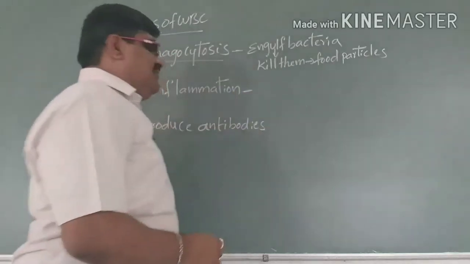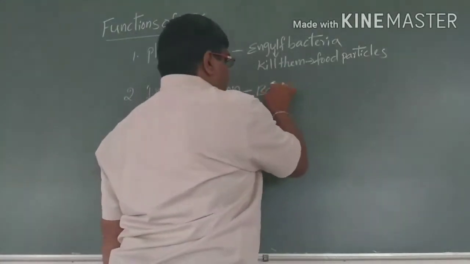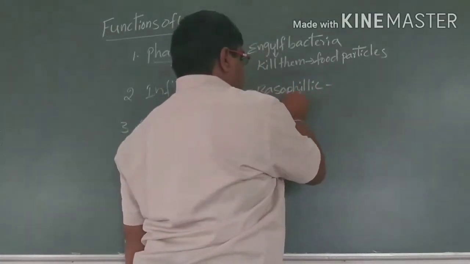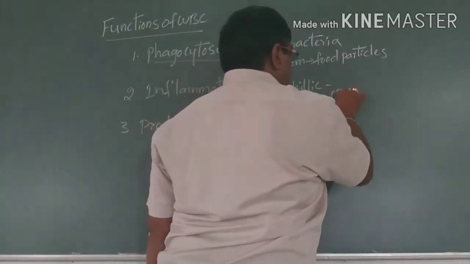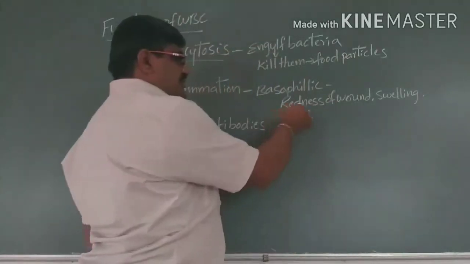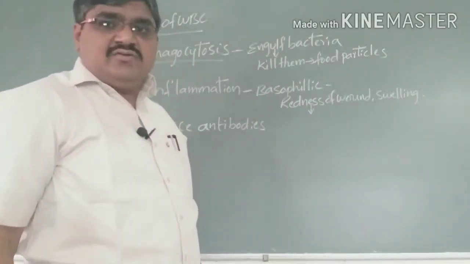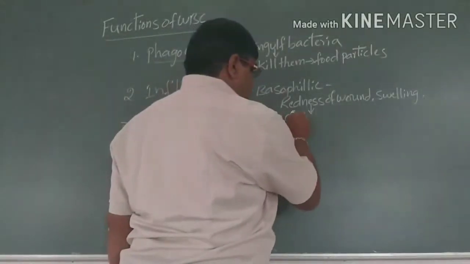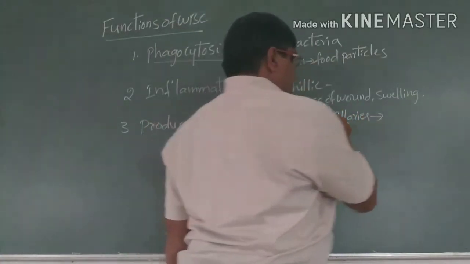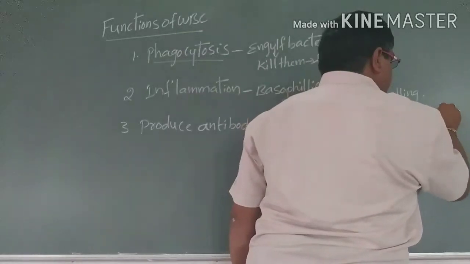Next, inflammation. Inflammation mainly takes place by the basophils, where there is redness of the wound and also swelling of the wound. These basophils enter across the capillaries, and the process of entering across the capillaries is called diapedesis.